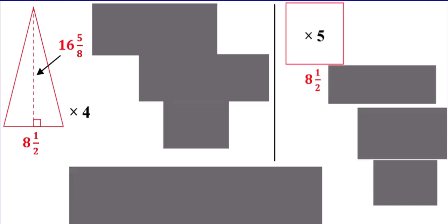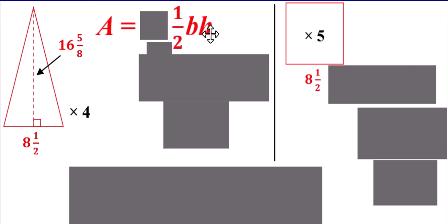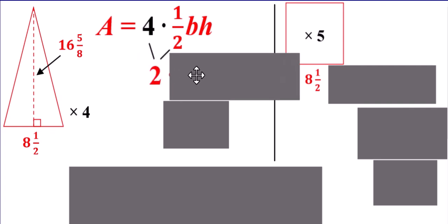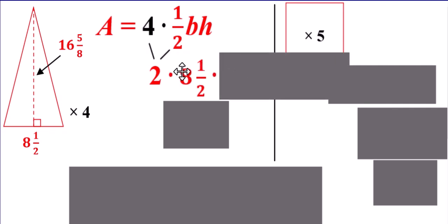All right. Now let's do the work. Area of a triangle is 1/2 times base times height, but there is 4 of them. So 4 times 1/2. What would that give you? 4 times 1/2 is 2. The base is 8.5. The height is 16 5/8.